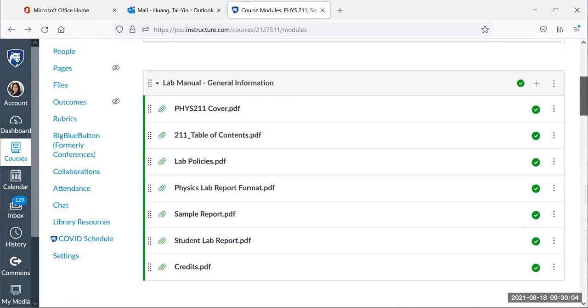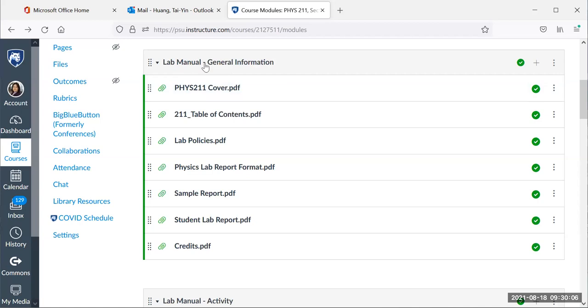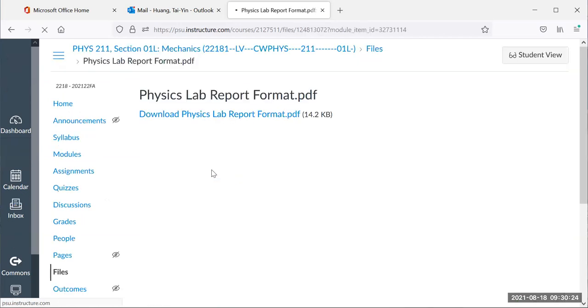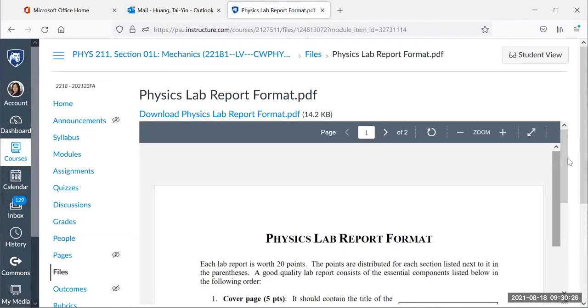And then let me see. This one, lab manual journal information, shows you the cover page. If you want, you can click on it to take a look, and also the lab policy. But there are several files that you need to click on to have a further look, for example, the lab report format. So let me click on that. And this is basically what you should have in your lab report.